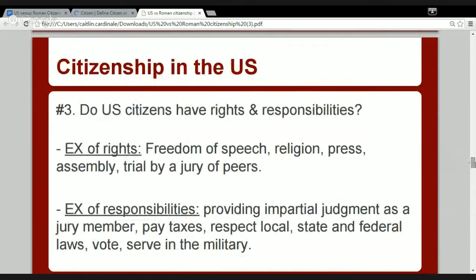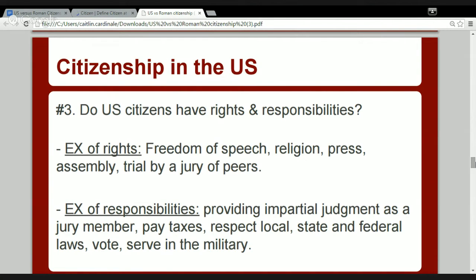So let's get a few examples of a right and a responsibility because they are different. Now, a right, again, is something that the government gives to its citizens. So in the United States, we have freedom of speech, freedom of religion, freedom of press, freedom of assembly, we have a trial by jury, and many, many more rights. A lot of times people also call these our freedoms.